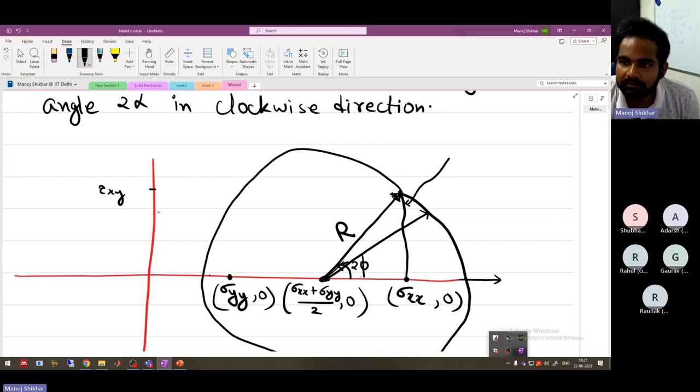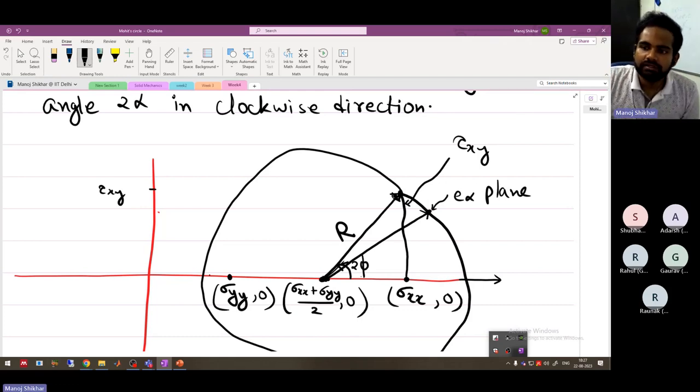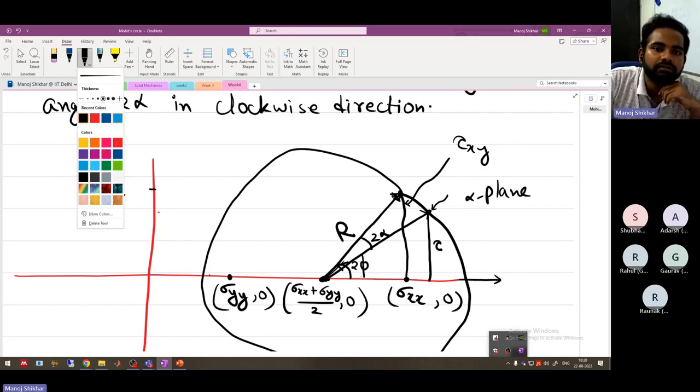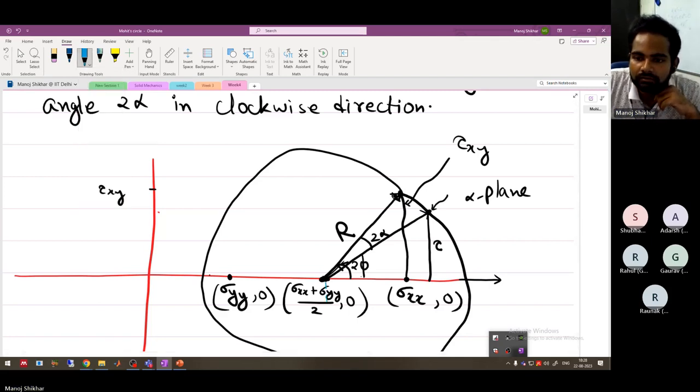This thing is tau x. This is our new plane, E alpha plane, I will write. Or should I just write alpha plane? Okay. So this angle is 2 alpha. This will be your tau, and this, let me use some other color, this will be your sigma.